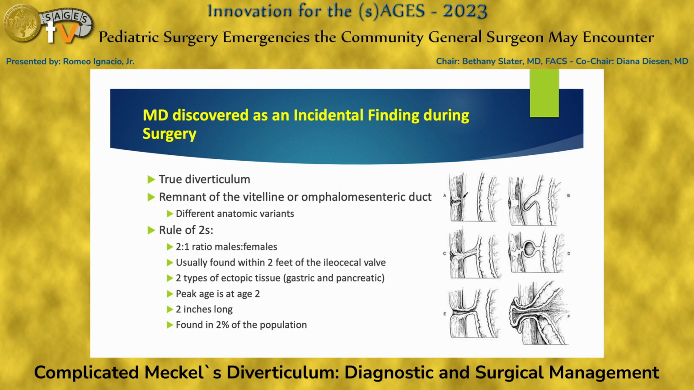If you look at that list on the lower left, those are the rule of twos, and I remember learning that in medical school, but if you look at the literature in the last 20 years, some of those are not true. For example, the ratio of males to females, and the two types of tissues, there's actually more than that. And then, of course, the 2% that are symptomatic, and I'm going to talk about that in some of the other slides.